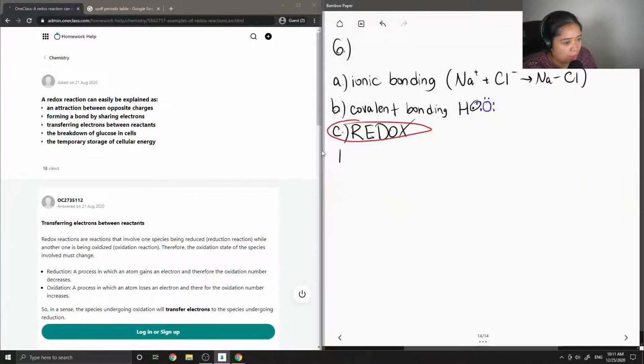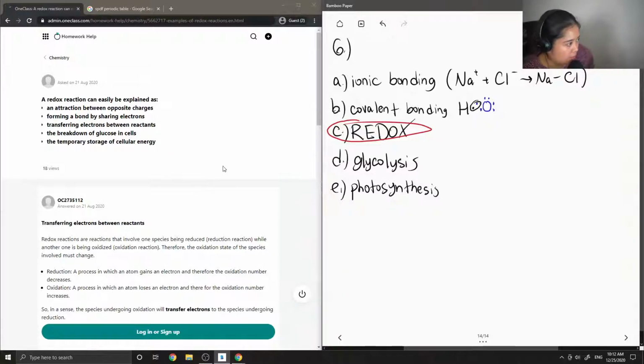We can also just quickly look at the last two options. The breakdown of glucose in cells is glycolysis. And the temporary storage of cellular energy. So this reaction, I think, just might be photosynthesis, since plants store their energies in the form of bonds, and then once their bonds are broken, then that's how they get ATP.